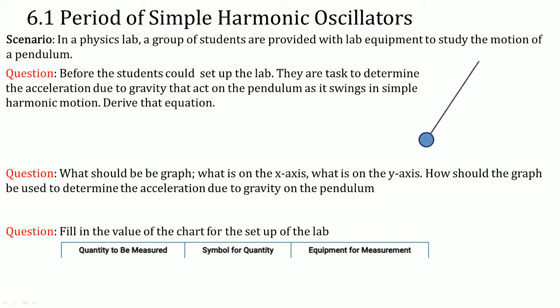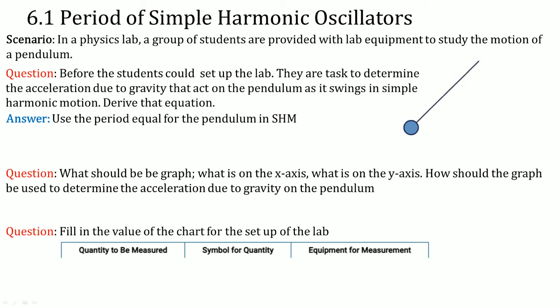Scenario. In a physics lab, a group of students are provided with lab equipment to study the motion of a pendulum. Question. Before the students could set up the lab, they are tasked to determine the acceleration due to gravity that acts on the pendulum as it swings in simple harmonic motion. Derive that equation.